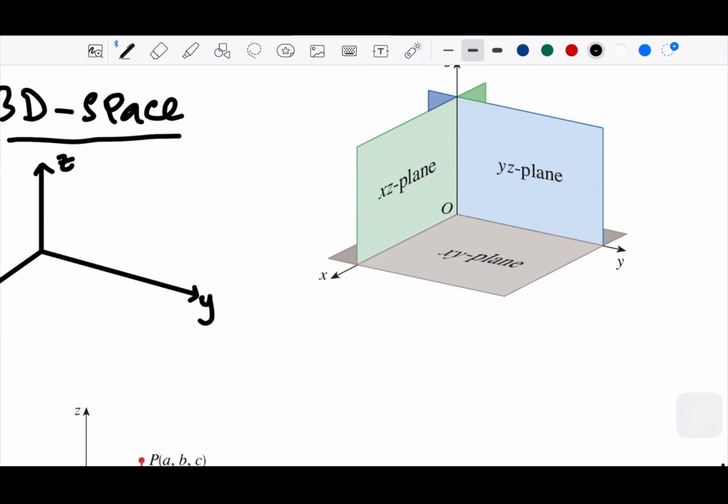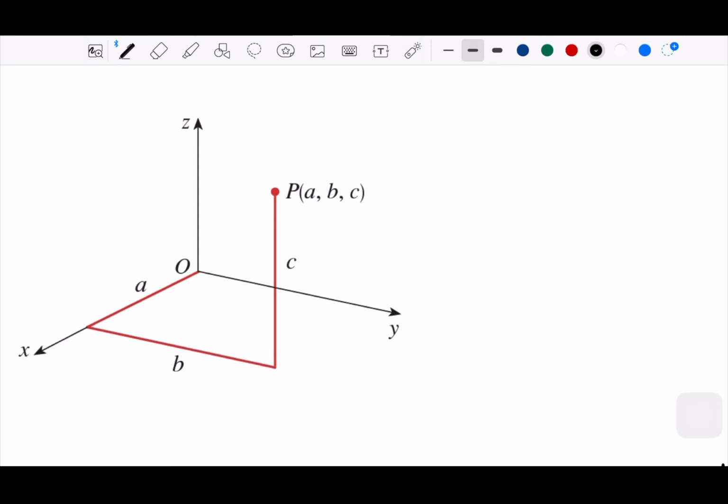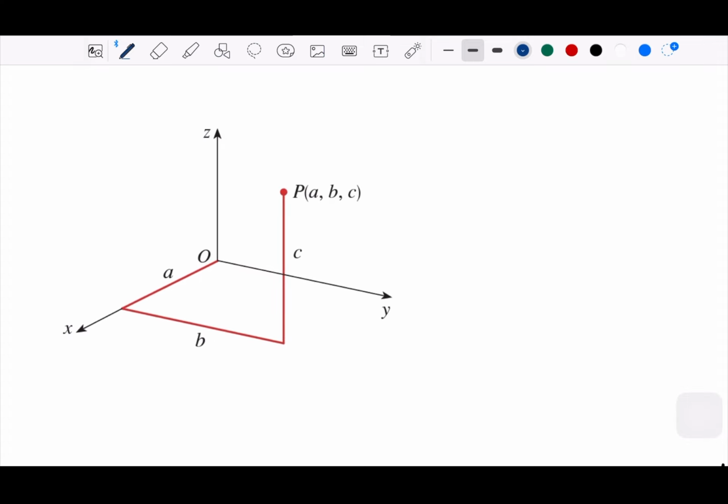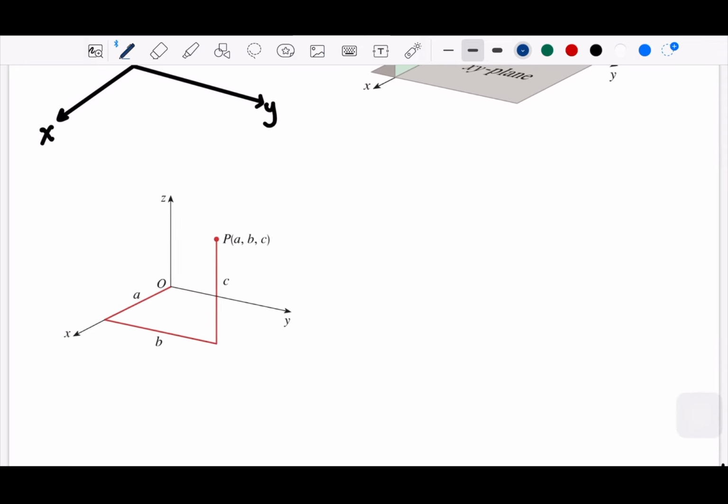Okay, and also if we want to make a point at the coordinates, we can make the coordinates like this, P. So it means that we move from the origin. The origin is here, so we move from the origin a, because it's the x-axis, and then y-axis b, like that, and then the z-axis c. I think that's pretty intuitive, right?